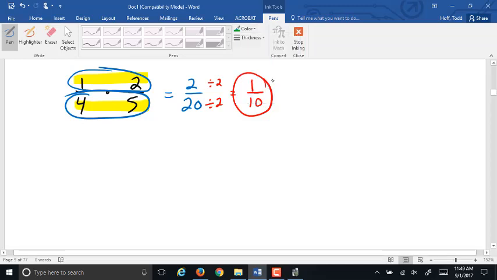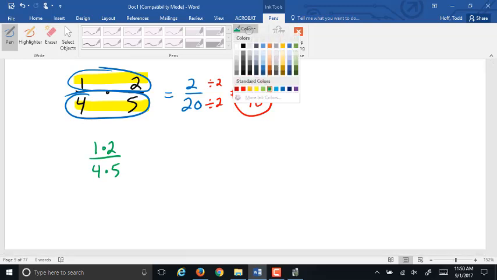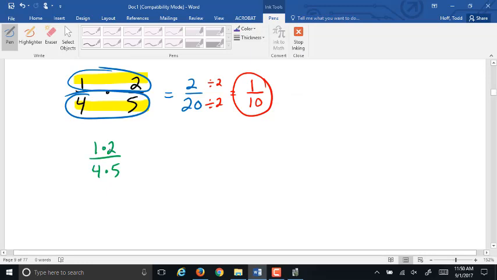Others might be wondering right now, what's cross canceling? Well, if you look at this, we're going to multiply the numerators. So the numerator of our answer is going to become 1 times 2. We're going to multiply the denominators. So again, in our answer, the denominator is going to become 4 times 5. We look at those and we realize the 4 and the 2 can both be divided by 2. So we could do that before we multiplied.